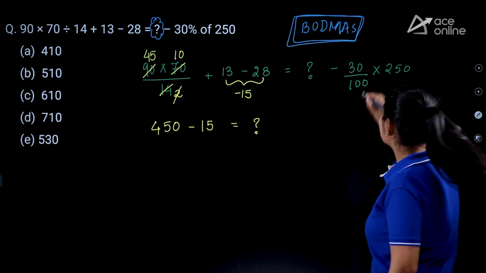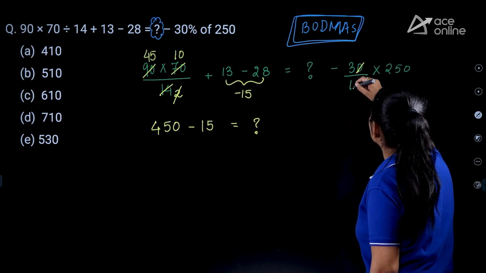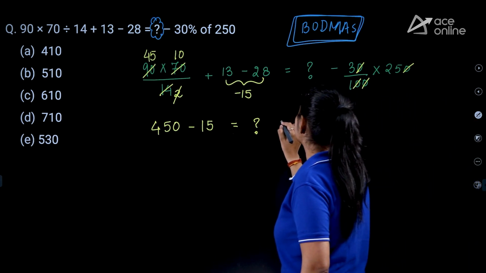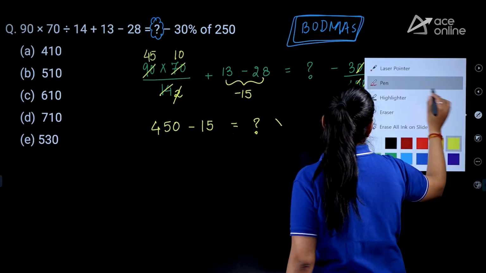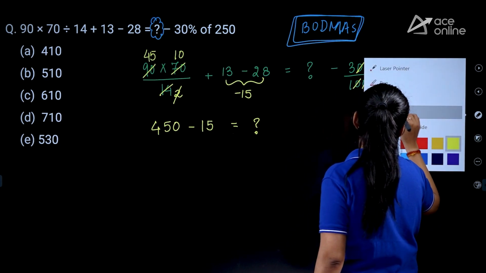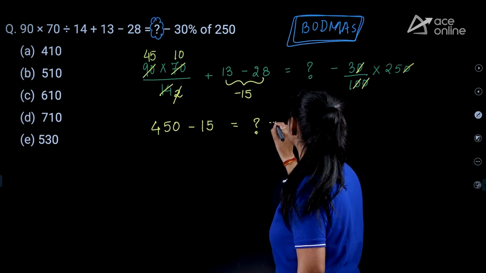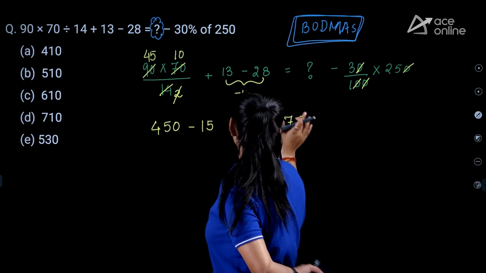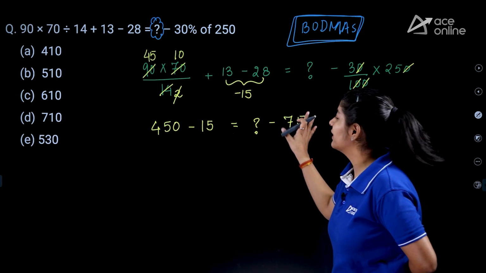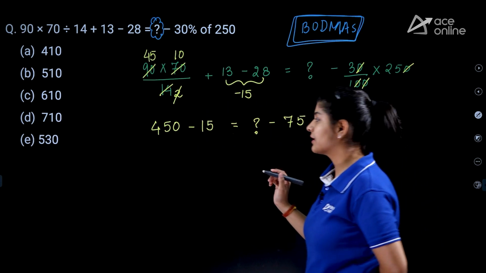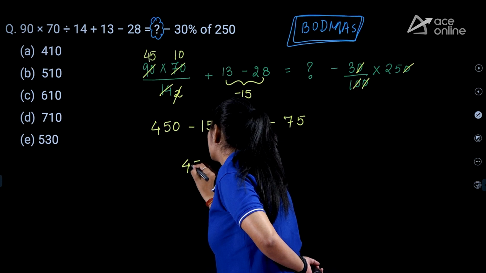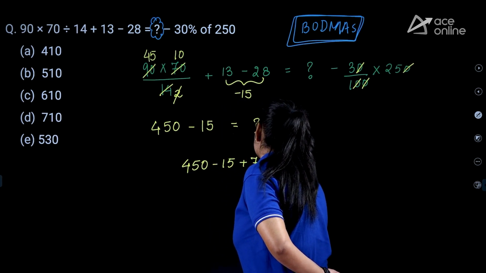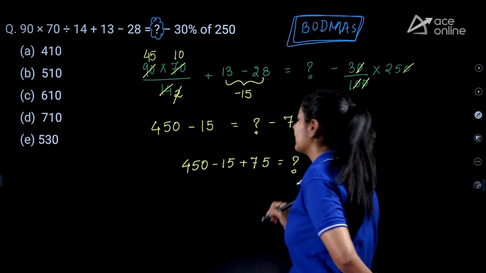Now I know that I can eliminate this 0 from this 0 and this 0 and this 0, right? And 3 into 25, that is nothing but 75. So minus 75, right? Here I am just transferring this particular minus 75 to this side, so it will become positive. And here I am having 450 minus 15 plus 75 is equal to question mark, right?